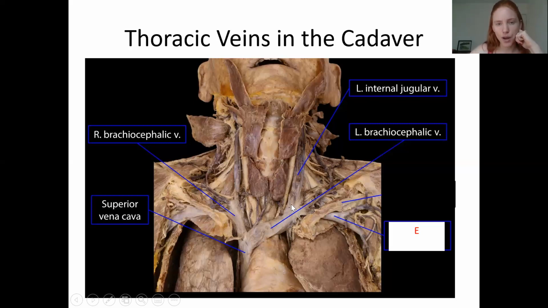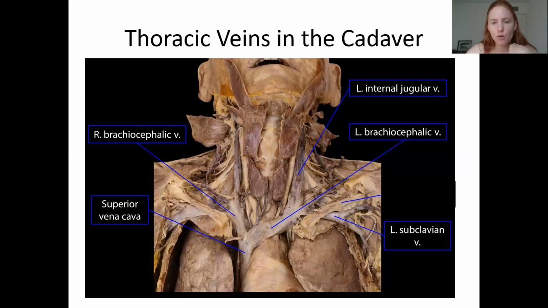Okay, so after the split where the internal jugular vein is from here, the other side is then called the subclavian vein, which would then become the axillary artery. Sorry, axillary vein.